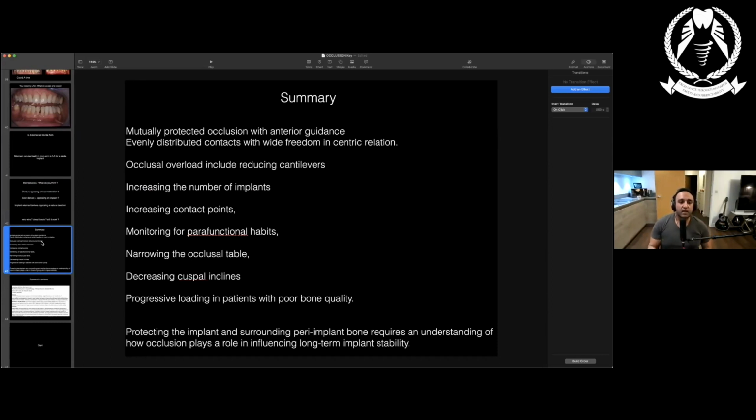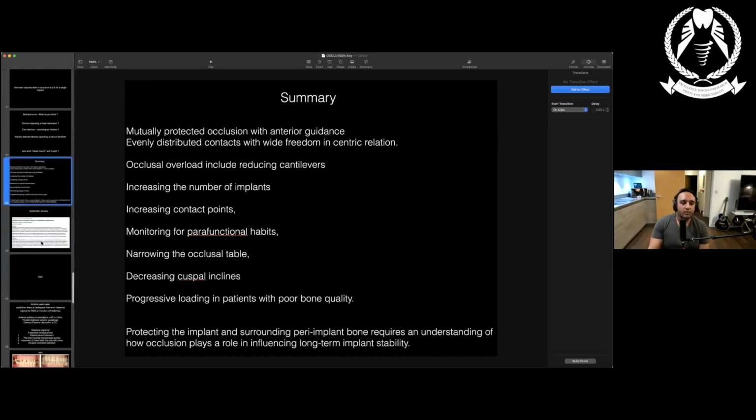So really, we are coming to a conclusion now that mutually protected occlusion with anterior guidance, evenly distributed contacts, and wide freedom of centric relation. I hope you all understand that now. Occlusal overload, including you must reduce cantilevers. Not a fan of cantilevers. I'm not a fan of using one implant and trying to do cantilever forces because you're creating torsion. Again, can you prove what your patients are eating, how they're chewing?